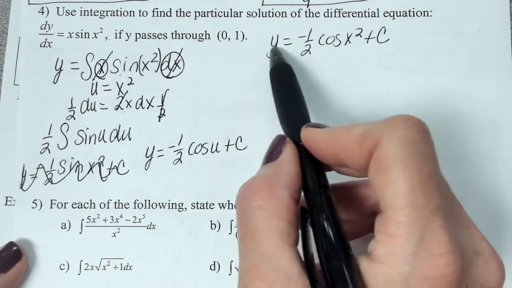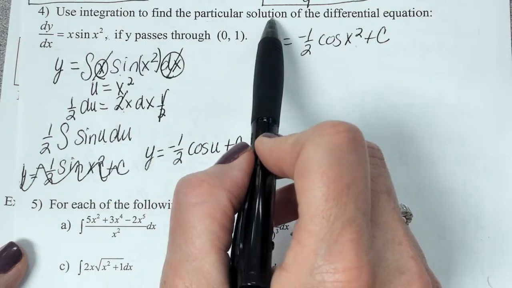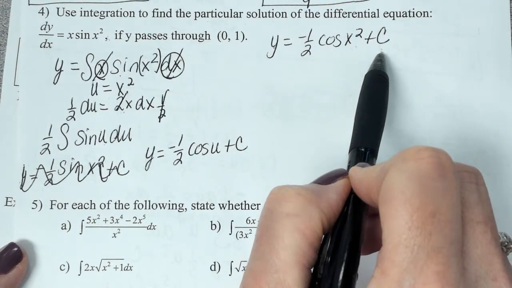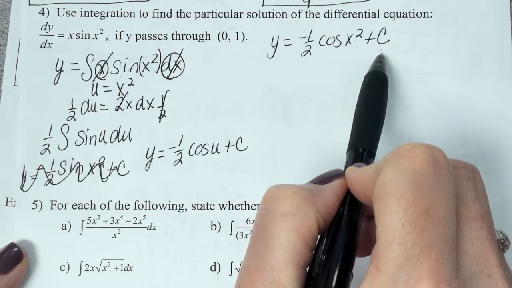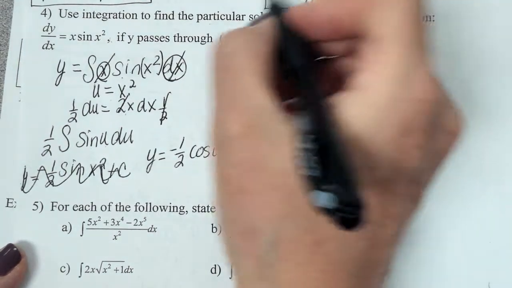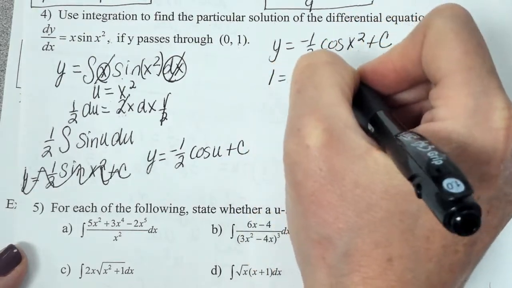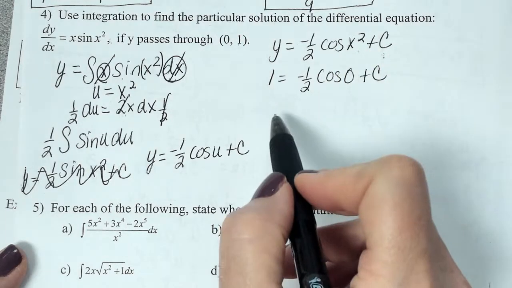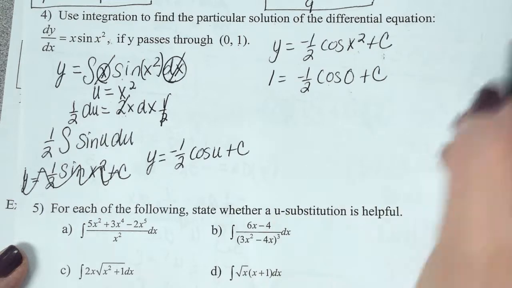All right, now that we have our integral though, if we have to find the particular solution, that's asking us to figure out what c is. How are we going to figure out what c is? Plug in the points, great. So we're going to plug in 1 for y, and we're going to plug in 0 for x. 0 squared is just 0. Now we have to evaluate this. Do you know the cosine of 0?